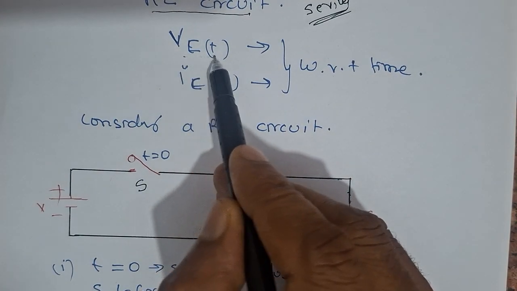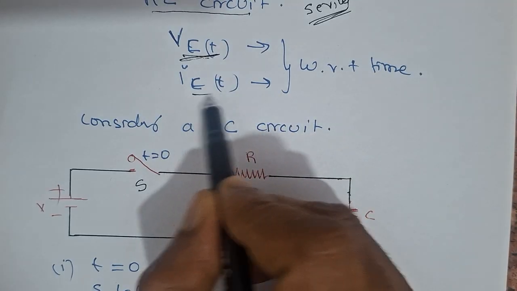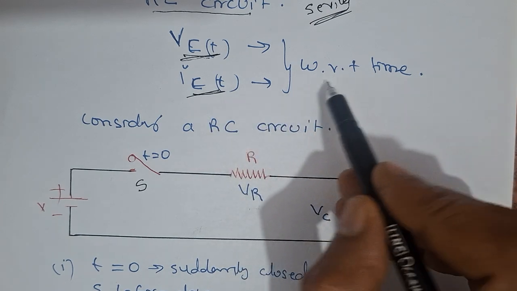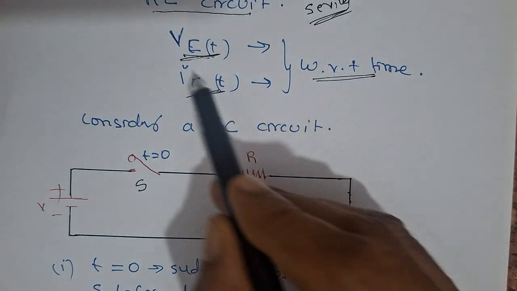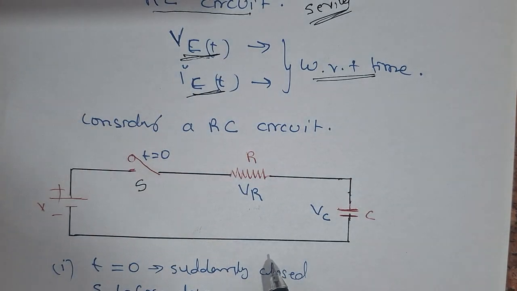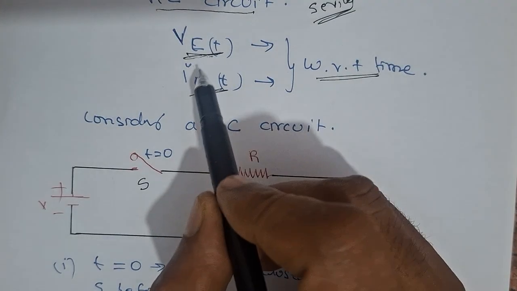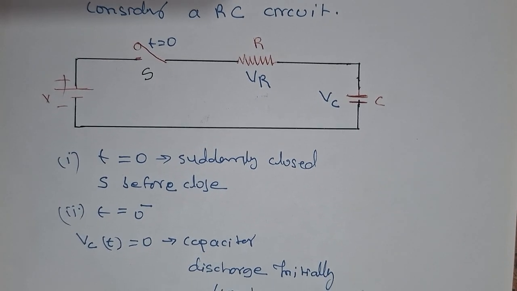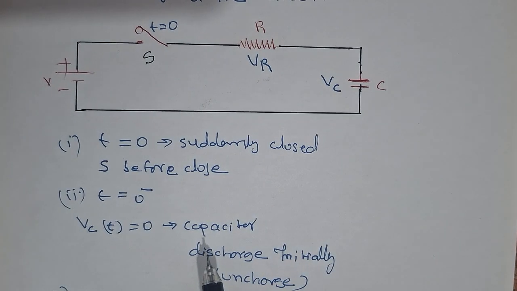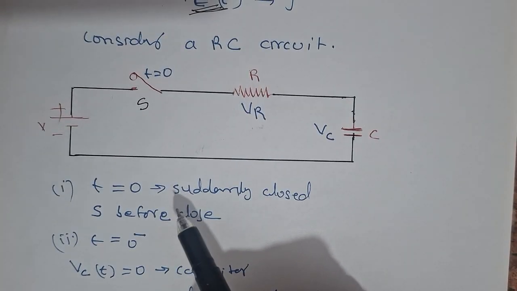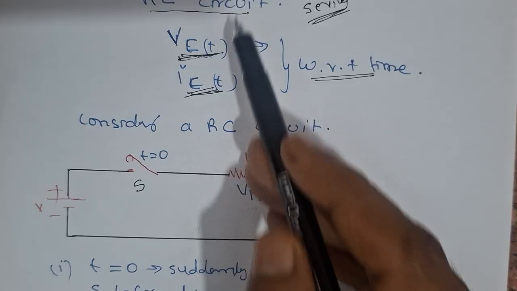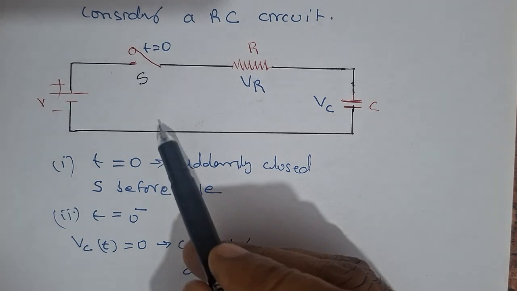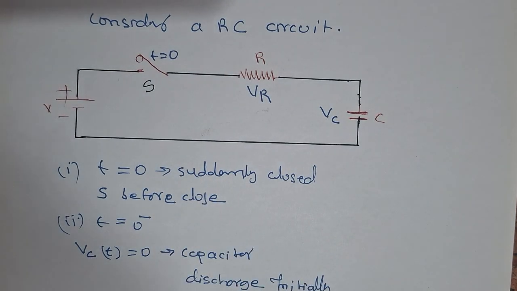This is VC(t), the voltage across the capacitor, and the current through the capacitor. These two responses we must calculate with respect to time, that is, how the voltage across the capacitor and the current through the capacitor change with time. Now let us consider this series circuit. Again we have to apply time intervals because the title itself is time domain. So we should consider t equal to 0, t equal to 0 minus, t equal to 0 plus, like that.